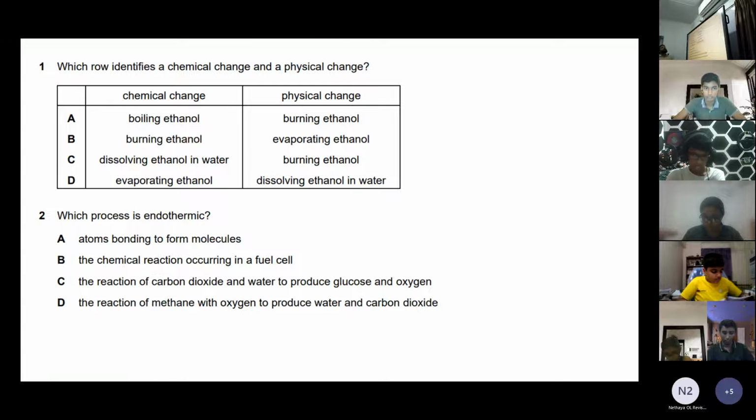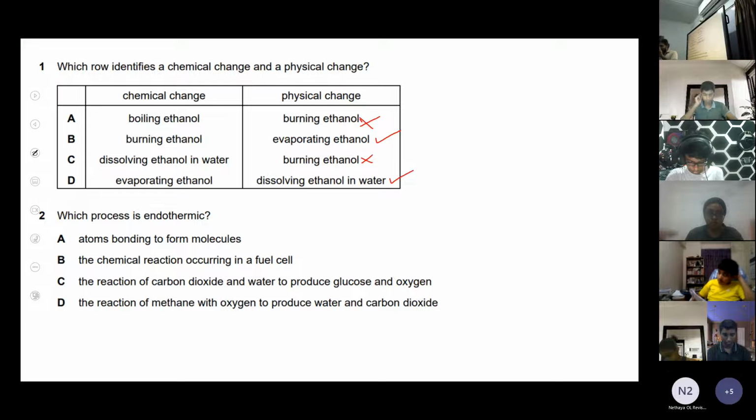Which row identifies the chemical change and physical change? Boiling, melting, and all these things are physical changes. Therefore, boiling is a physical change. Burning, you know that its chemical formula changes, so it's a chemical change. Evaporating, yes. Dissolving, of course: when you dissolve ethanol, it's still ethanol, aqueous ethanol. Only the physical state has changed. And the chemical changes: boiling, no. Burning, yes. So then the answer is B.